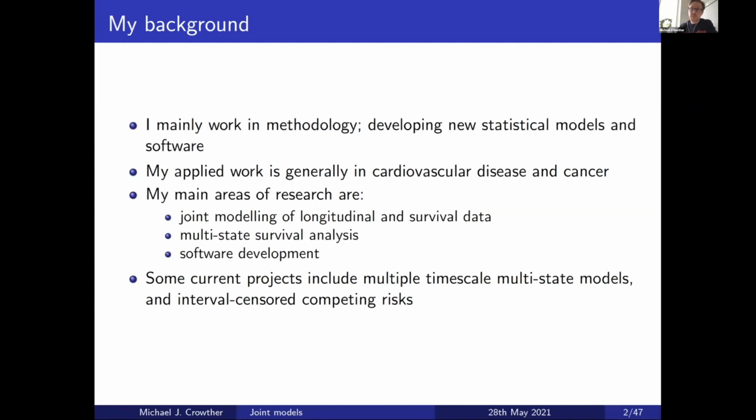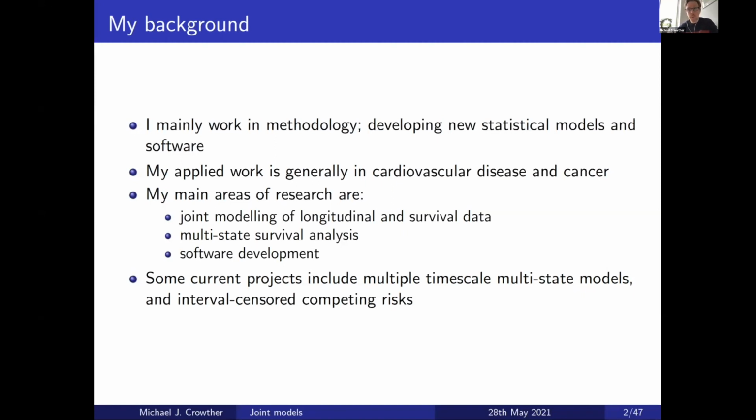I've worked in lots of different clinical applied areas at the minute, mainly in cardiovascular disease and cancer epidemiology. A couple of main areas of research. I've thoroughly enjoyed this week; I think it's been my favorite conference for quite a few years. As you'll be glad to know, I work a lot in joint modeling of longitudinal survival data. More recently, I've been focusing on multi-state survival analysis. And of course, I spend a lot of my time developing software, in particular in Stata, to go alongside the methods and stats development as well.